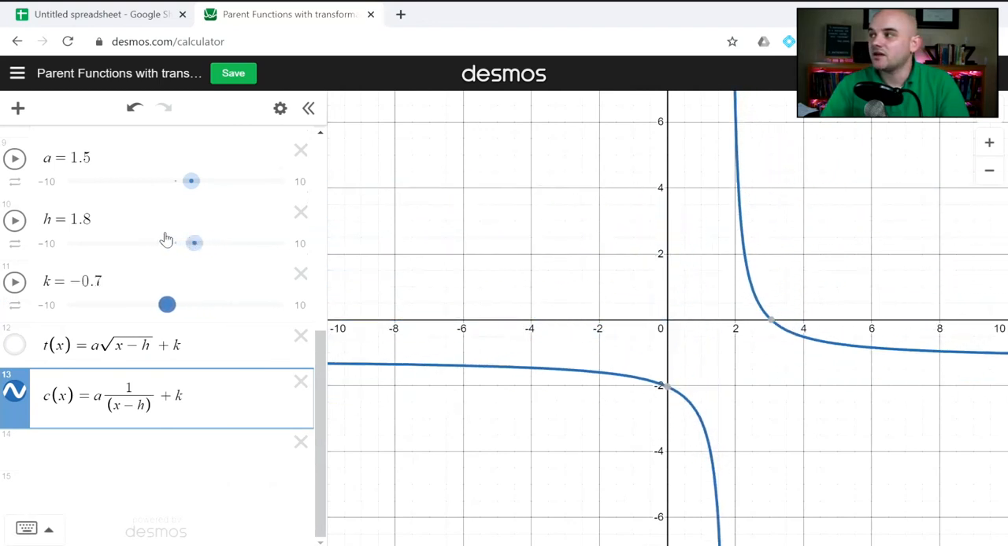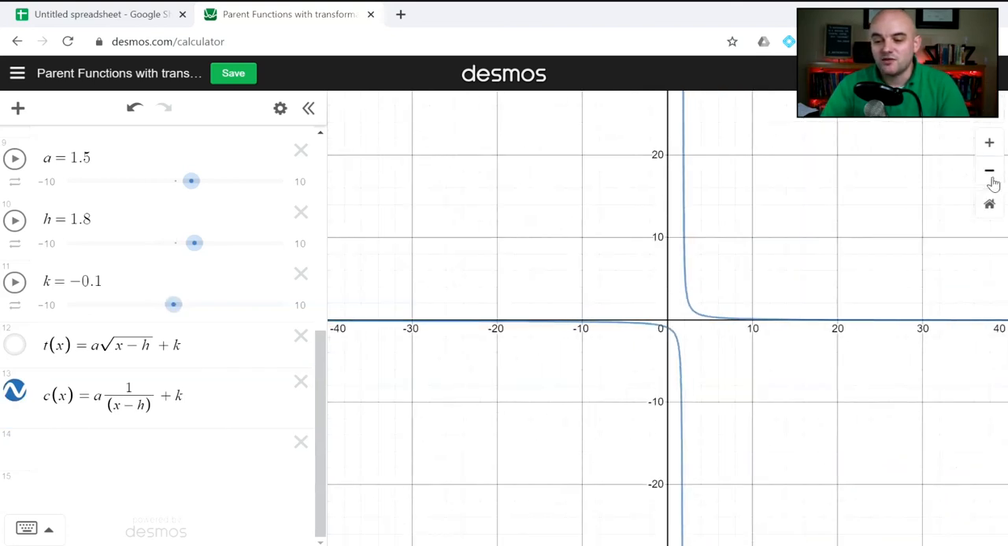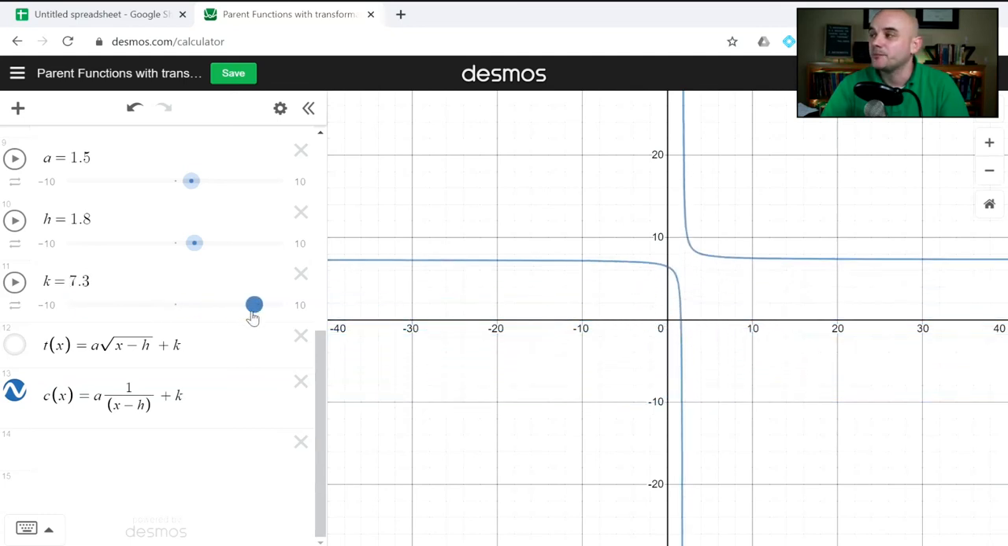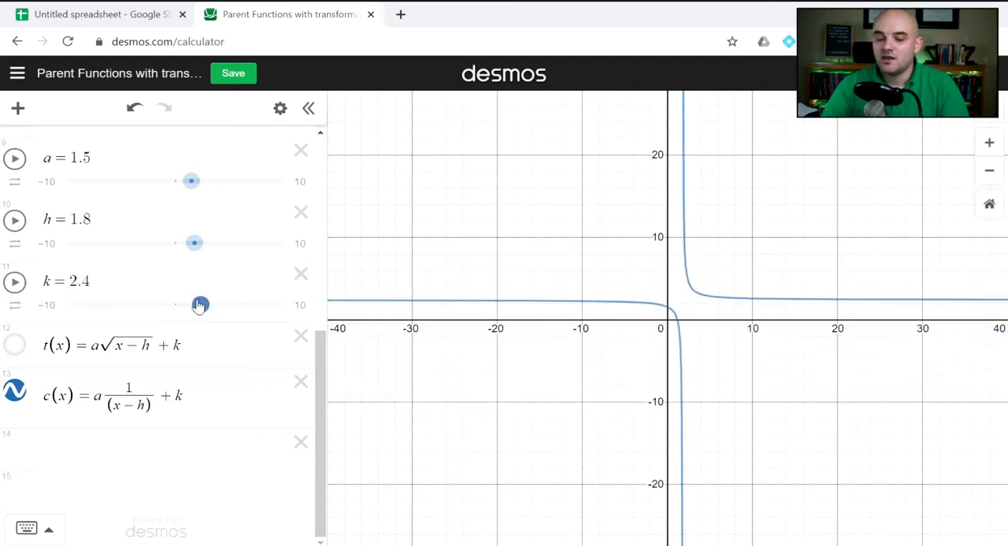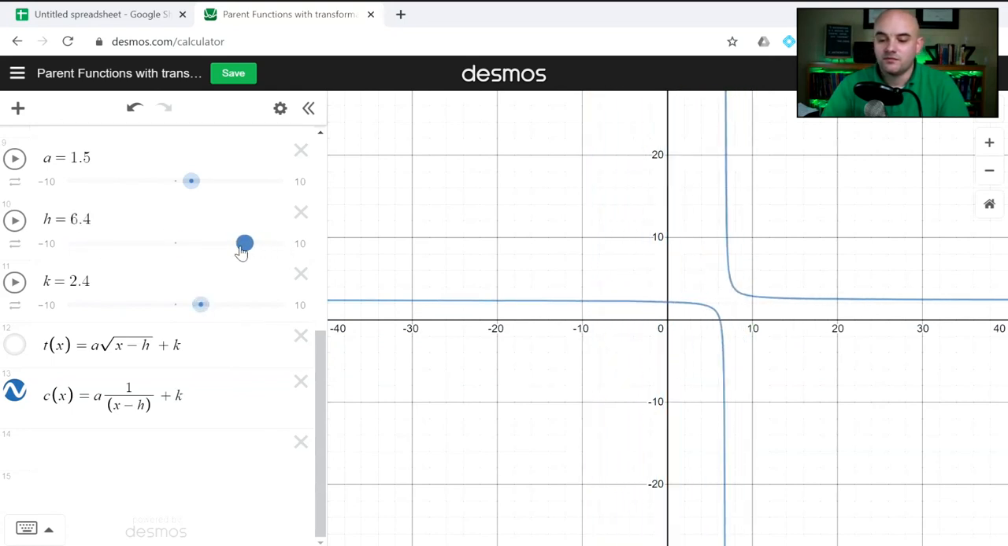It may not look like it. It kind of messes with my eyes when I see it. But that's what's going on. The thing is shifting up and down. You can zoom out if you want to, and maybe that's a little bit easier to see it shift up and down. And then the h shifts it left and right. That's just dragging that slider.